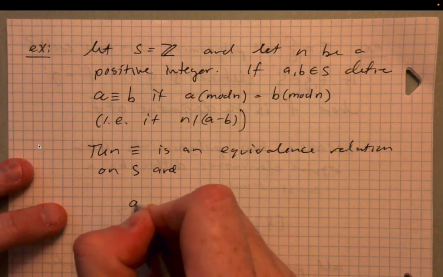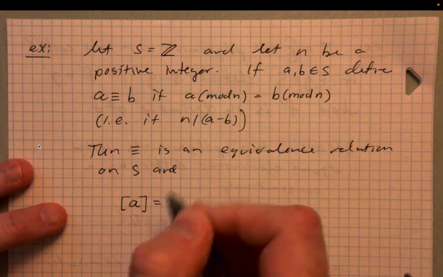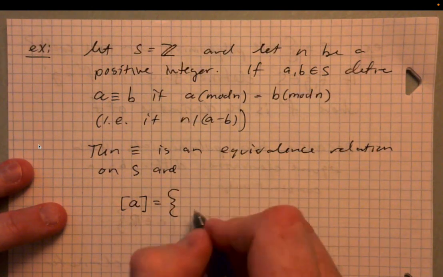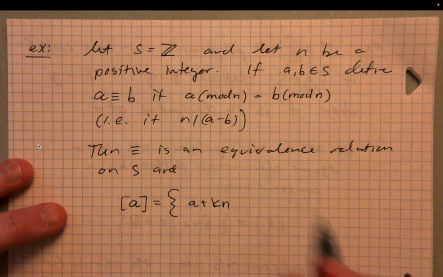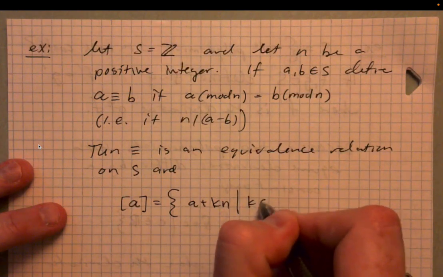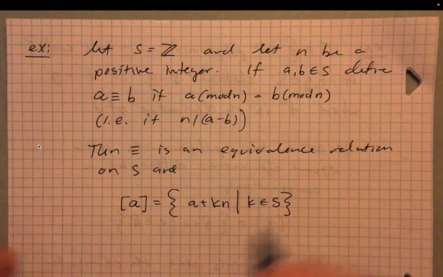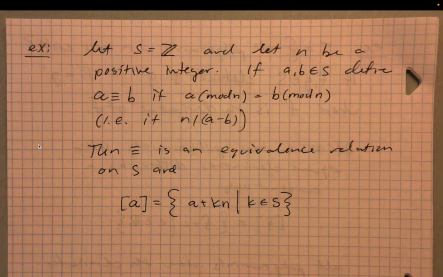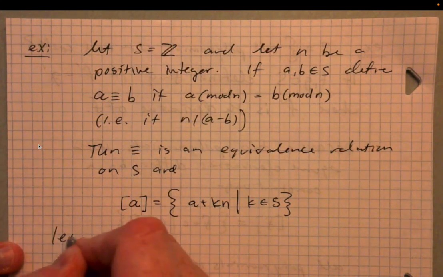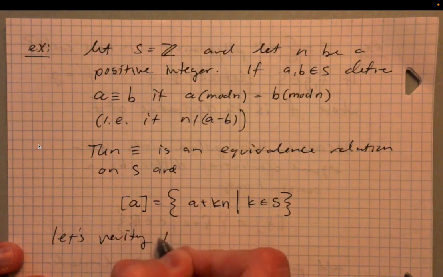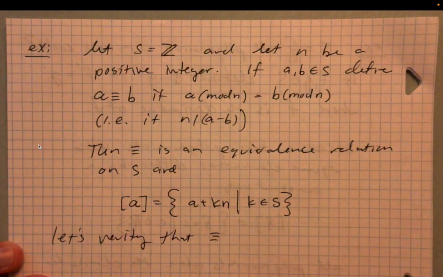We could actually write out the equivalence classes. The equivalence class for a would be equal to the set of all a plus k times n, where k is any element in S. Okay, that would be an equivalence class. Now for this one, because we've talked a little bit about modular arithmetic in the previous section, let's actually go through and verify that this is an equivalence relation.